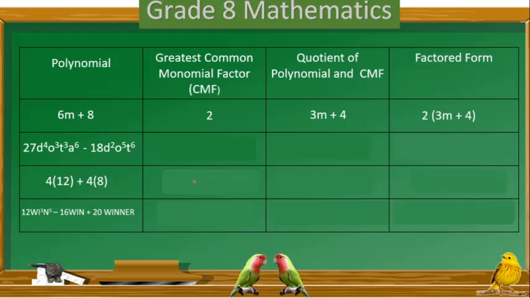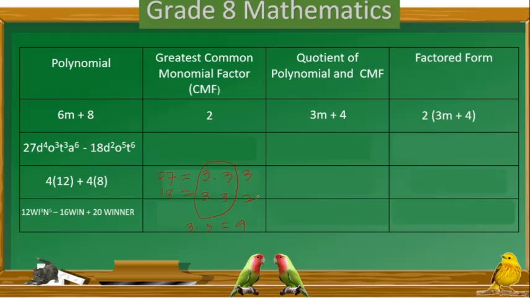this one, 27. The numerical coefficients of that polynomial are 27 and 18. So for 27 we have 3 times 3 times 3 as the factors, and for 18 it is 3 times 3 times 2. As you notice, we have two sets of 3. So we multiply 3 times 3, that is 9, meaning the greatest common factor for the numeric part is 9.